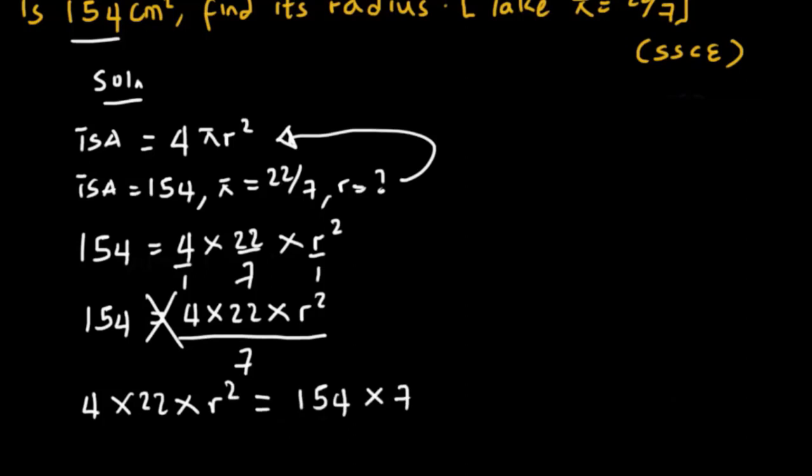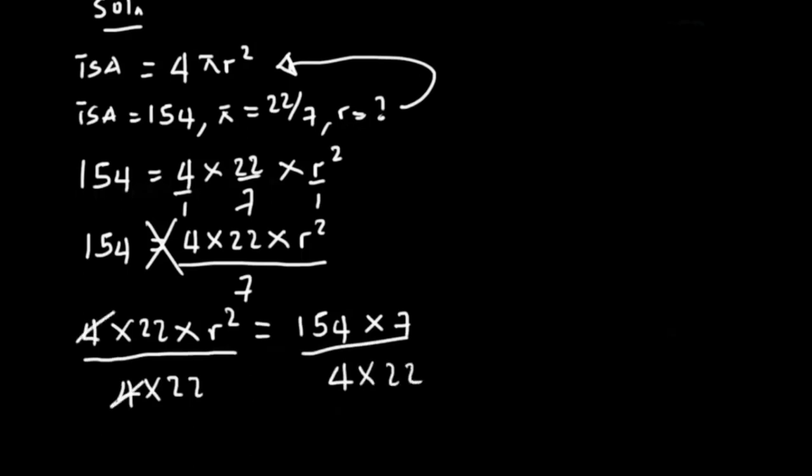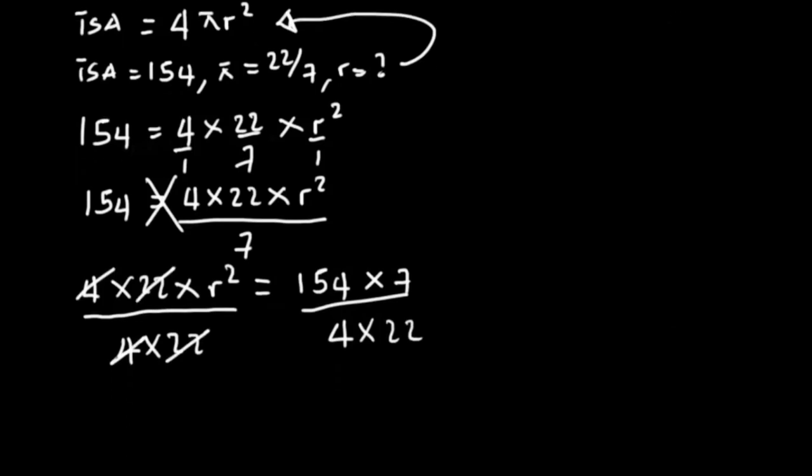Now to find r, I need to divide both sides by 4 times 22. So I can have 4 times 22, 4 times 22. So this cancels, this cancels, and I'm left with r square. So I will have r square equals to. Now the reason why I did not multiply is I don't want to have big numbers. If you multiply 4 times 22 from the beginning, you are still going to get the same answer.